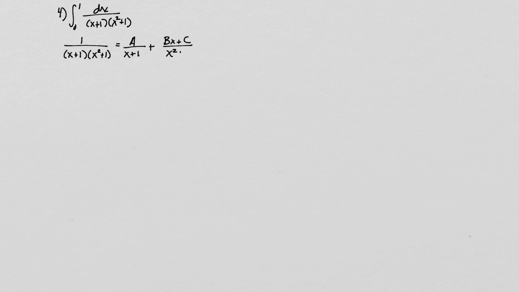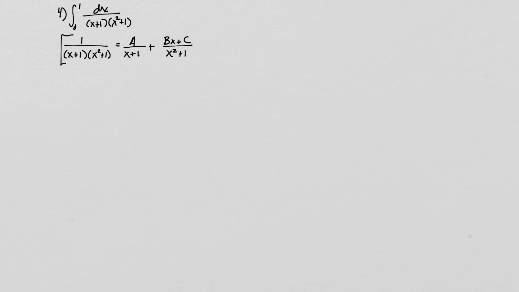Okay, so the next problem is problem number 4, which asks for the integral from 0 to 1 of dx over (x plus 1) times (x squared plus 1). So it's already factored. The bottom is already factored for us. So we're trying to split up 1 over (x plus 1)(x squared plus 1). So that's going to be A over x plus 1, plus Bx plus C over x squared plus 1.